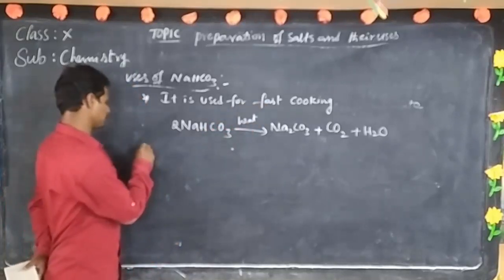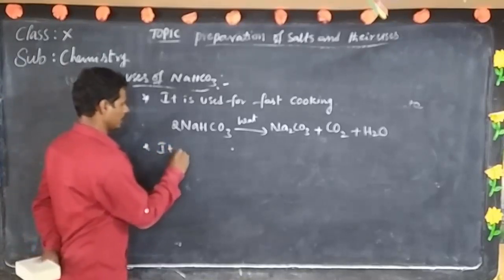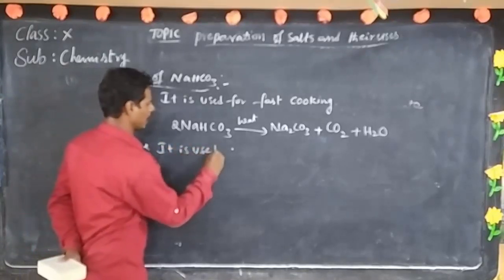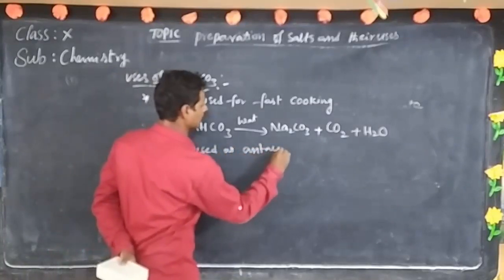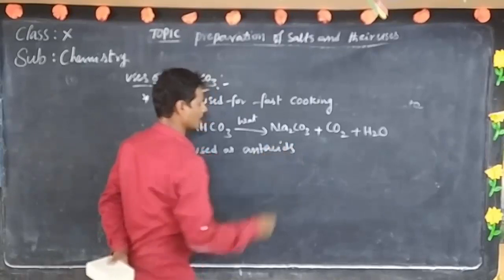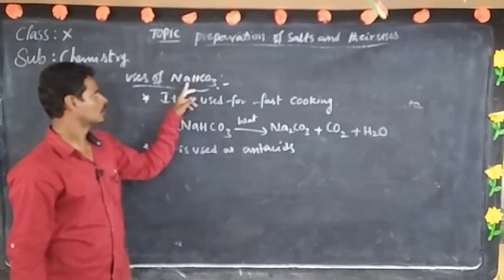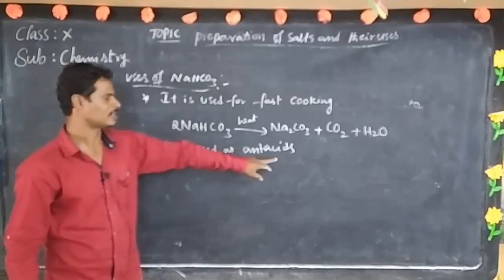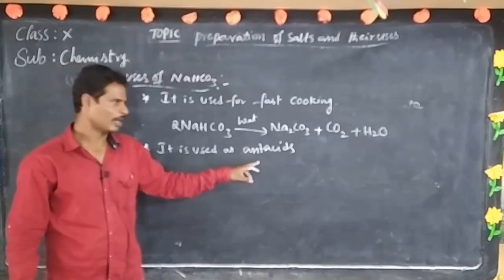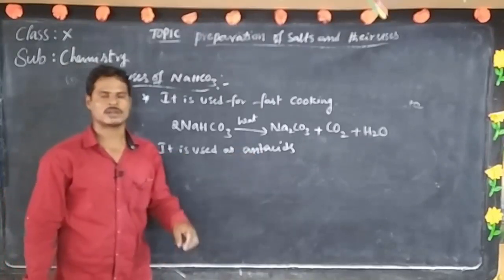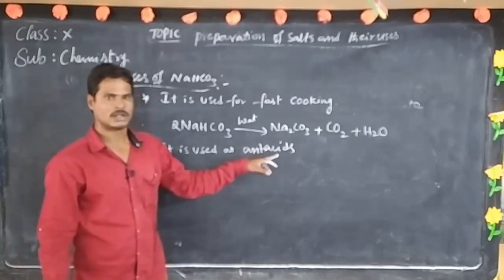Then another one, it is used as antacids. Why are we using antacids? What is the nature of sodium bicarbonate in antacids? It is a basic substance. So where should we use this one? When we suffer from stomach pain, we can use the antacids.